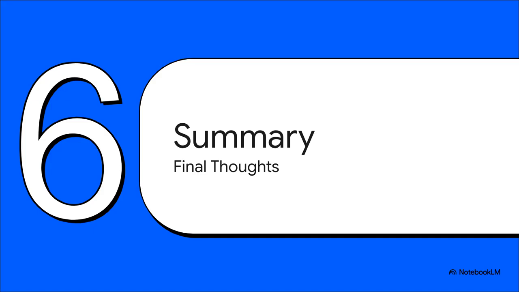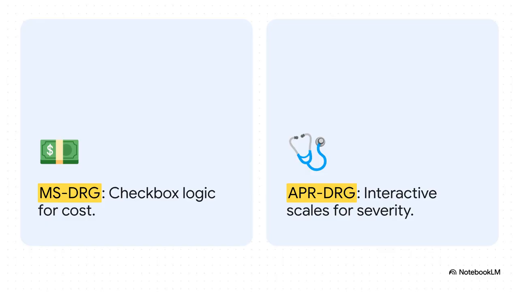Let's bring it all together in Section 6, Summary and Final Thoughts. Let's synthesize everything we've uncovered today about these 2 powerful classification systems and what it actually means for your daily work. Well, MS-DRGs provide a fantastic structured framework for resource allocation and cost prediction among Medicare patients using straightforward logic. APR-DRGs offer a much more comprehensive and clinical view of reality for all patient demographics. They do this by looking at true physiologic decompensation using those complex interactive 1 to 4 scales.